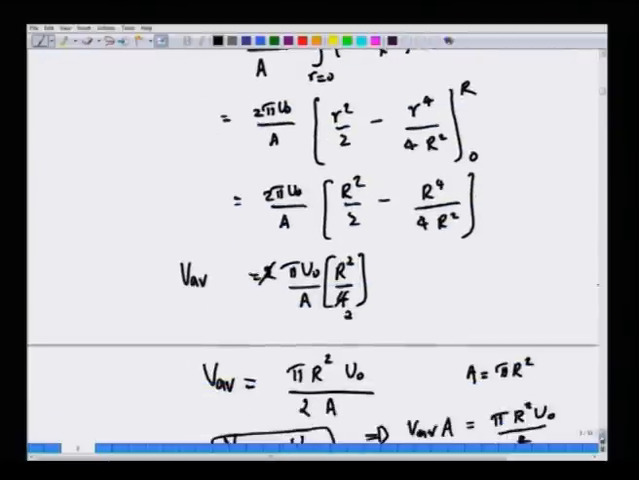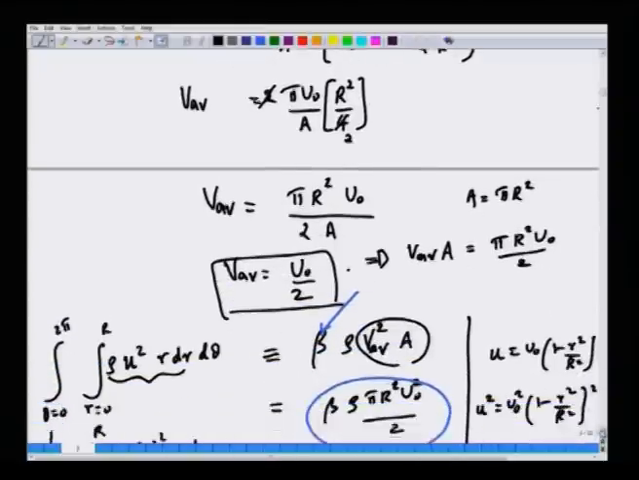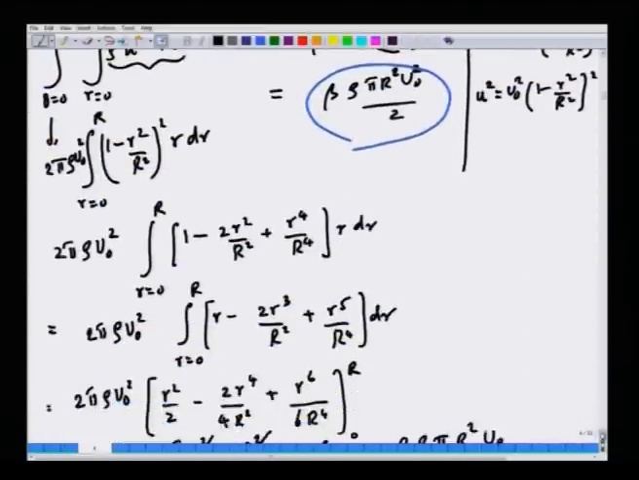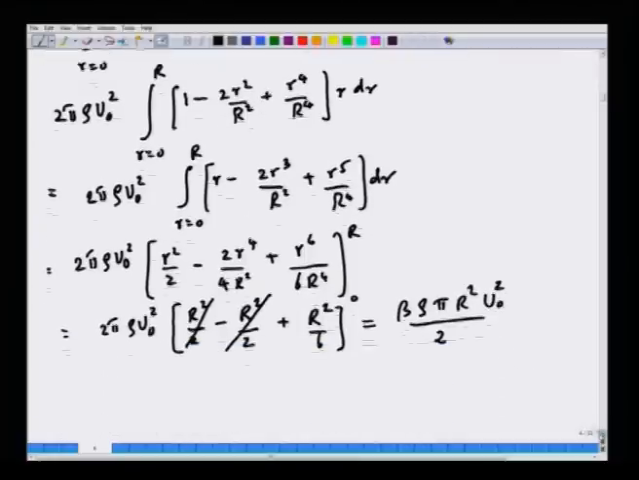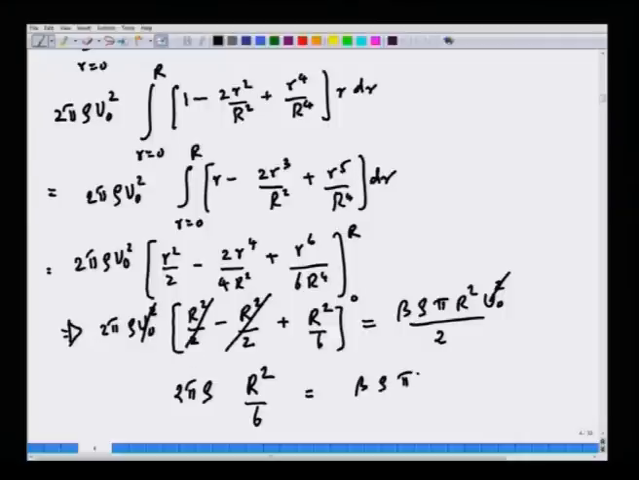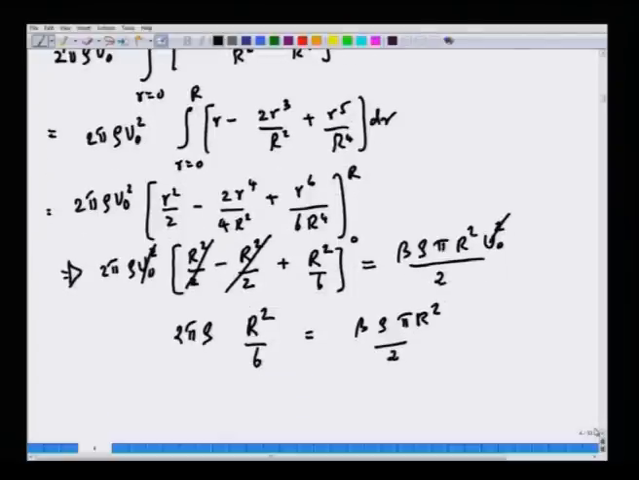So, let me just go back. It is V average squared here, and it is u naught squared by 2. So, this implies, you have u naught squared, let us cancel out things, u naught squared will cancel. The left side will have r squared by 6 times 2 pi rho, the right side will have beta rho pi r squared by 2. Okay. So, beta should become, I am still missing a factor of 2 here.